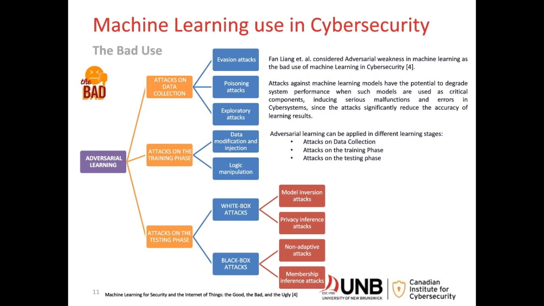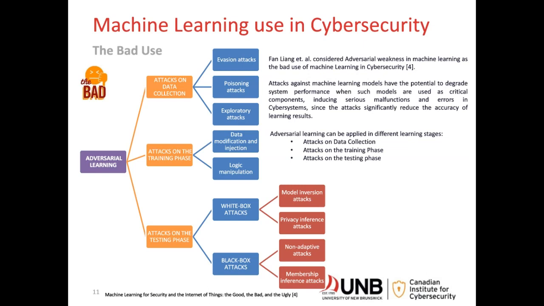The authors consider adversarial weakness in machine learning as a bad use of machine learning in cybersecurity. Attacks against machine learning models have the potential to degrade the system performance when such models are used as a critical component. Adversarial learning can be applied in different learning stages, such as attacks on data collection, attacks on the training phase, or attacks on the testing phase. For example, for attacks on the data collection, generally speaking, we can consider generic attacks such as evasion, poisoning, and exploratory attacks that tamper with the system during the data collection and preprocessing stage.